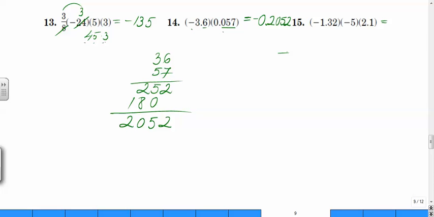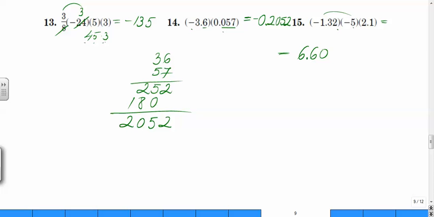Next problem. Negative times negative will be positive, times positive, positive. So your answer will be positive. And then all you have to do is multiply those numbers, in whichever way you want. You can go 1.3 times 1.32 times 5, which is what? 5 times 2, 10. 5 times 3, 15, plus 1, 16. 5 times 1, 5, plus 1, 6.